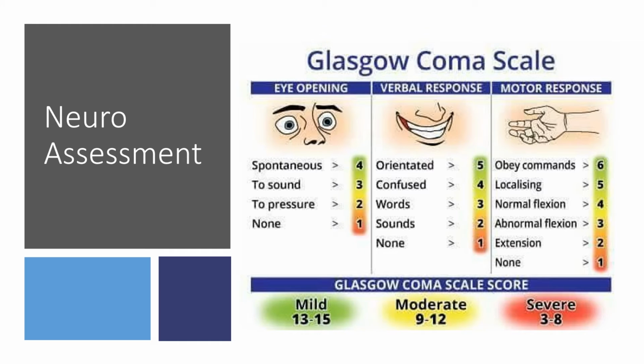Neuroassessment is key and crucial. In the primary survey, you do a mini mental status survey to see what the level of disability is. But then you want to go further and make sure you do a full Glasgow Coma Scale. This is something you're probably already familiar with, but if you're not, make sure you take some time to understand it.